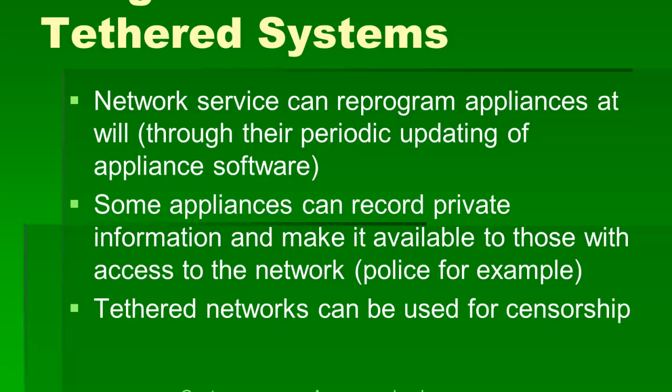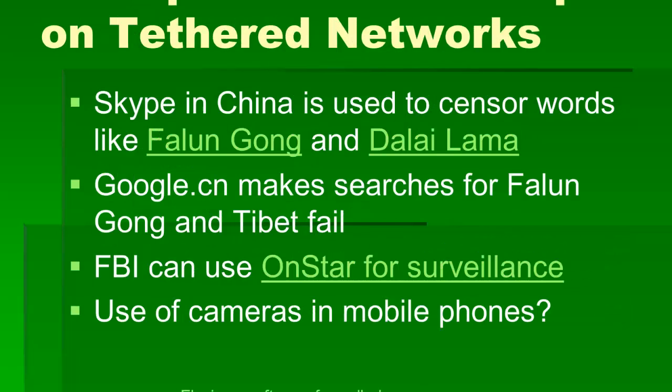And there could be censorship on tethered networks, in order to keep off pornography and things like that, but also for other reasons, the controllers of the tethered networks might censor the content on the network. So here are some examples of censorship on tethered networks. Skype in China is used to censor words like Falun Gong and Dalai Lama. The FBI could, in principle, use OnStar for surveillance. And Google also was asked, when it was in China, to make searches for Falun Gong and Tibet fail when users requested it.